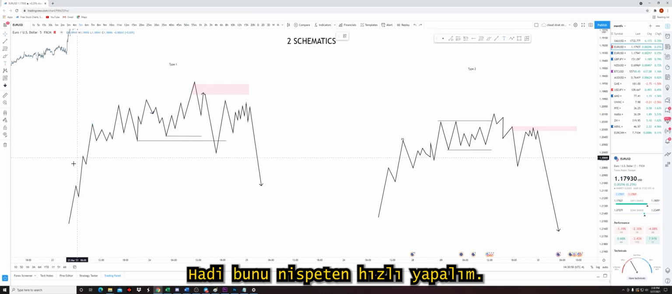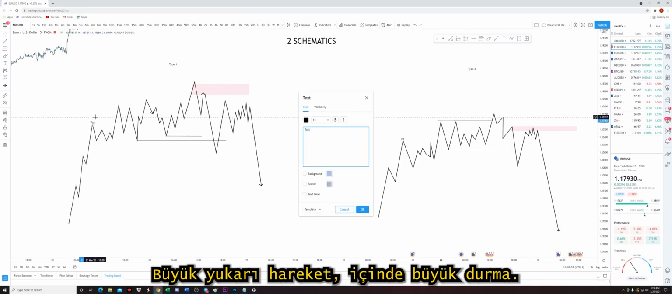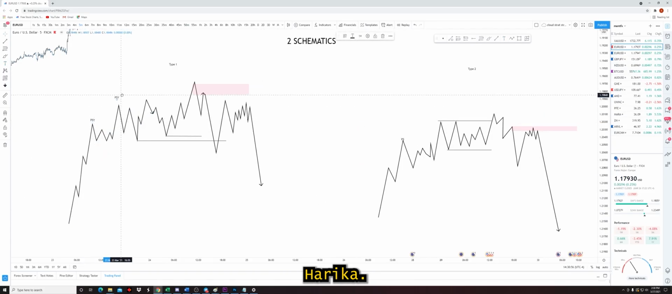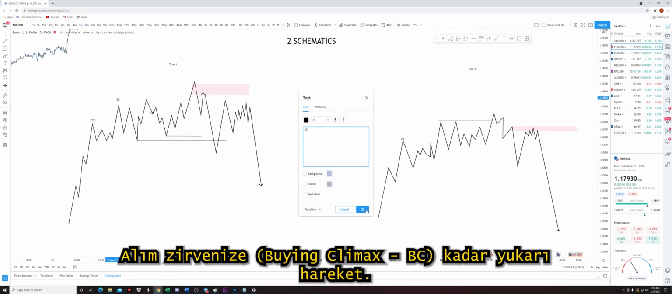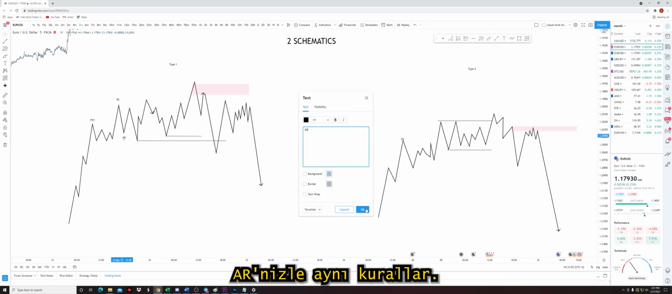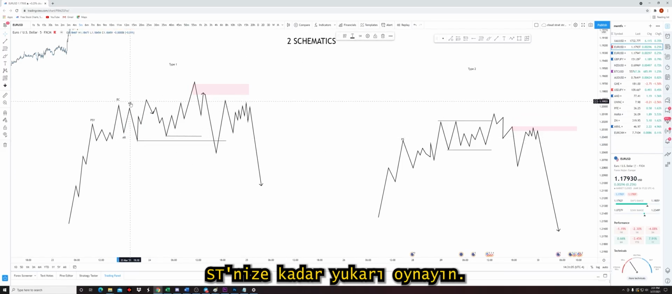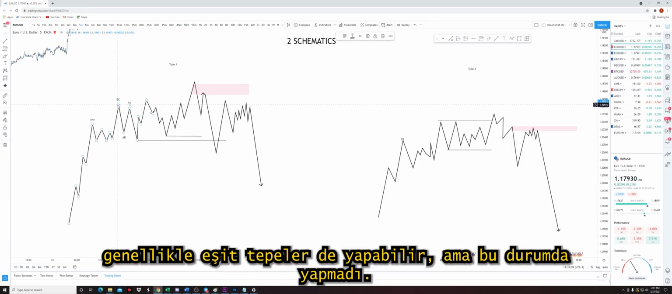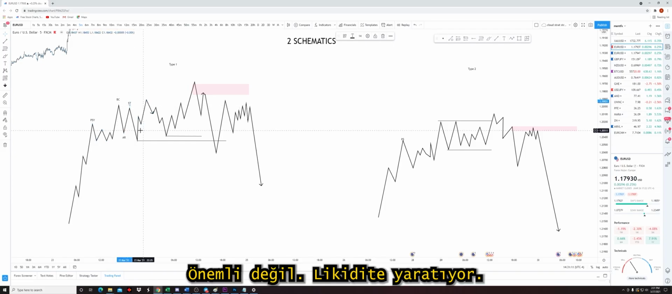So let's do this relatively quickly. Had this big up move, big stop in it, you have your preliminary supply instead of preliminary support. Fantastic. Move up to your buying climax. Same thing as the selling climax, but it's at the top. Move that down, same thing, to your AR. Same rules play. Up to your ST. Usually a test, in this case, of a supply zone usually can make equal highs as well, but in this case, it didn't. Doesn't matter. It's creating liquidity.